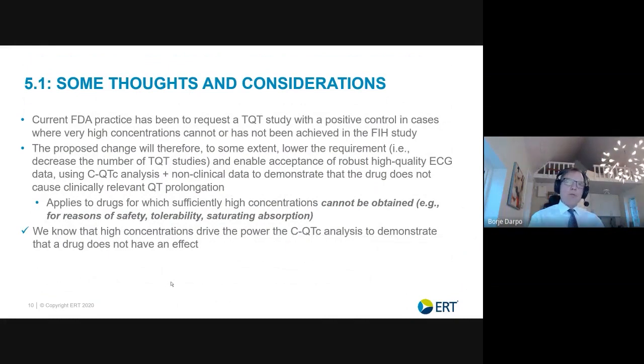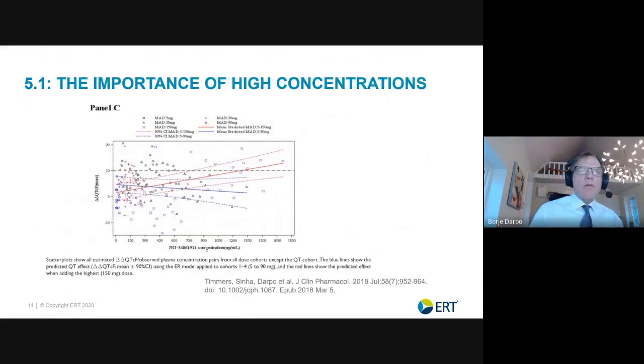And again, I think it's important to point out that the text says that when sufficiently high concentrations cannot be obtained. On the other hand, we know that high concentrations are really important and actually drive the power of concentration QTc analysis to demonstrate that a drug does not have much of an effect. And I would like to share one example of this. This is a study we did some years ago in collaboration with J&J. And the blue line with blue solid and hashed lines is the concentration QTc relationship when the highest dose, the 150 milligram dose, has not been included.